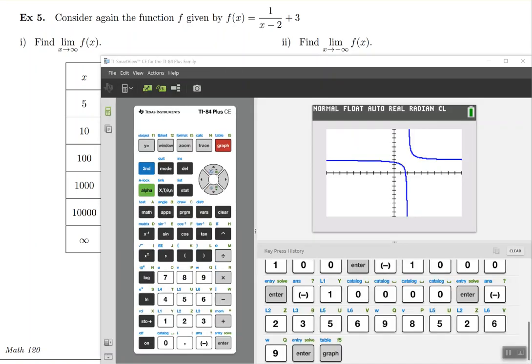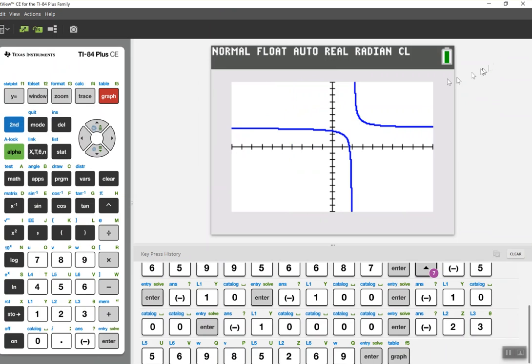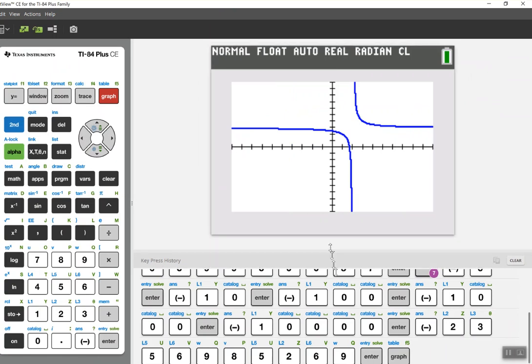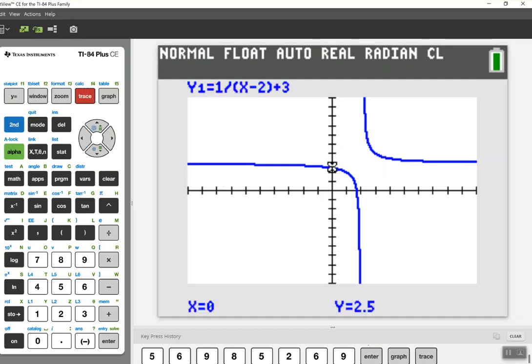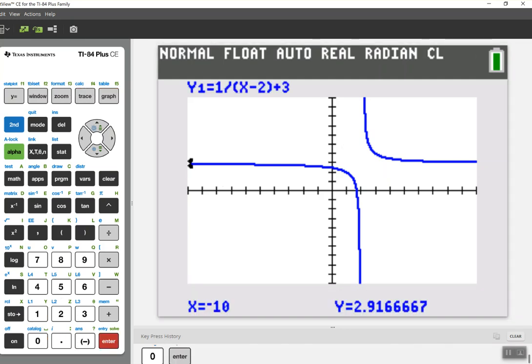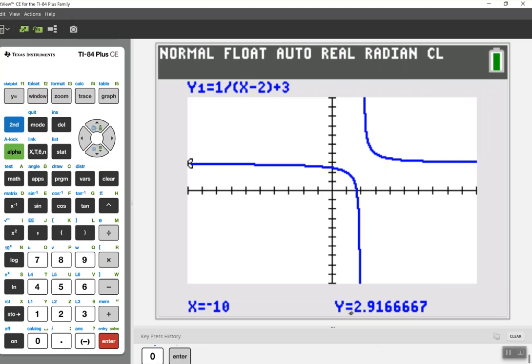To illustrate, let's take a look again at the graph. So this is the graph of the function in this problem. Let me make this bigger. And what I want you to notice is what's going to happen as I go closer and closer to the left side, and what happens as I go closer and closer to the right side. What's going on with my y coordinates? For example, let me trace -10. You'll see when I trace -10, the y is roughly speaking 2.911.